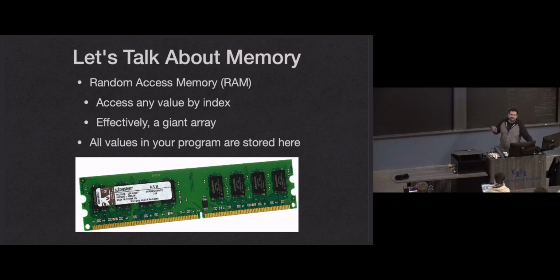So one big array, and it is literally an array. It has indices for the values in it, except it has billions of indices. If you got 16 gigs of RAM, you have roughly 16 billion, more than 16 billion memory addresses where you can store a byte of information in RAM.